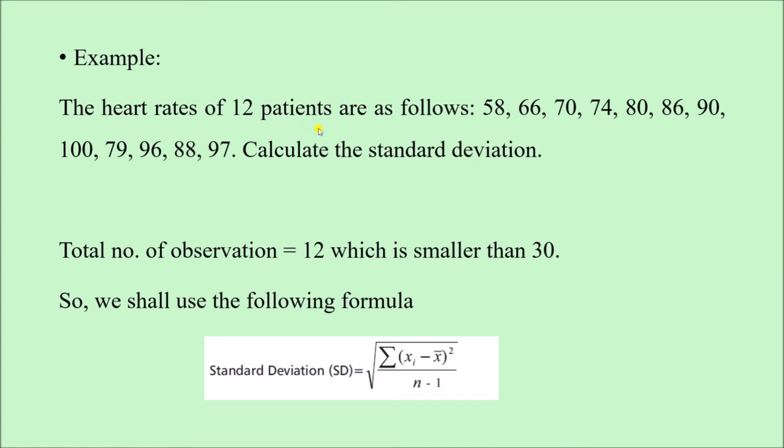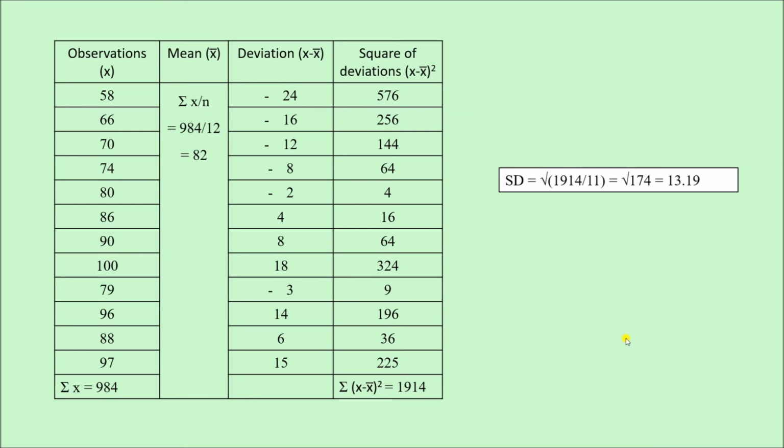As you can see, we have 12 patients, so the number of observations is 12, which is less than 30. So for that, in the denominator of our formula, we have n minus 1, not n, okay, since this is less than 30. So coming to the table that we shall have to make.